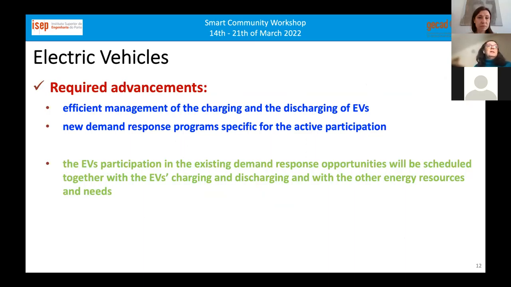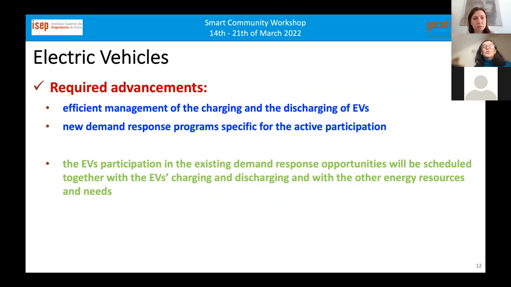And flexibility is indeed important for the system. Of course, we require some advancements. We must do an efficient management of the charging and discharging of the electrical vehicles.